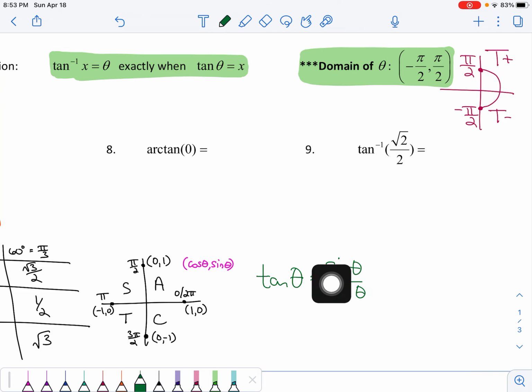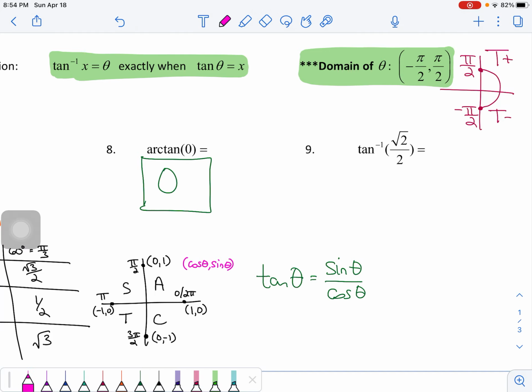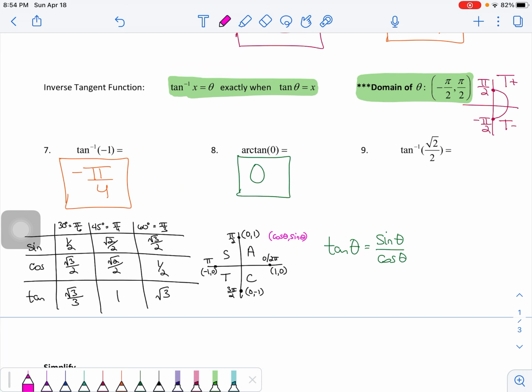All right, so that logic again. In order for tangent to be 0, I need this fraction to be 0. The only way I'd make a fraction equal to 0 is if the numerator is equal to 0. So what I'm really looking for is when is sine equal to 0. So using that information, sine is equal to 0 here and here, but this half of my unit circle is out of my domain. So I'm just going to ignore this left side. On this right side, sine is 0 at 0. So the arctangent of 0 is 0. All right, that doesn't always work out, but it's kind of nice when it does.